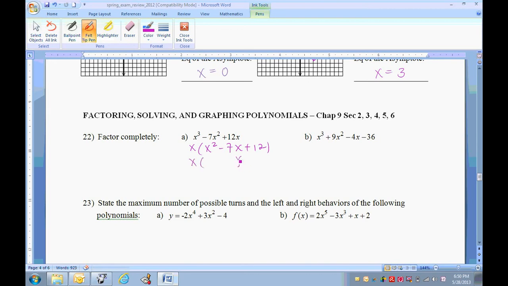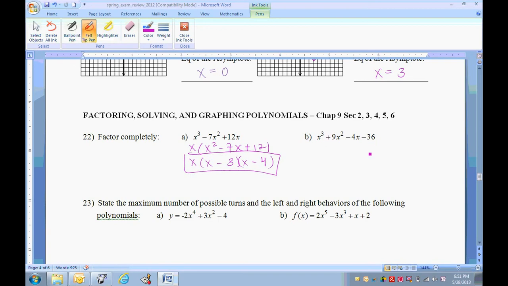Well, now I have a trinomial that I can factor by setting up shop. So I keep bringing down that x. And then I need two numbers that multiply to 12 but add to -7. And those are 3 and 4. And they both have to be negative in order to multiply to a positive 12 and add to a -7. So there is my completely factored form of part A.